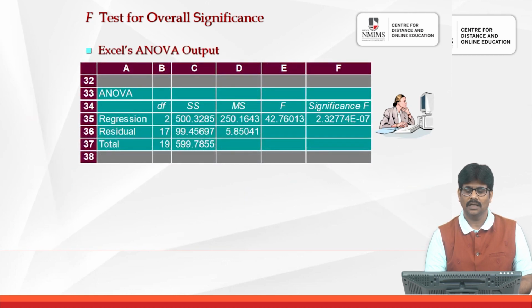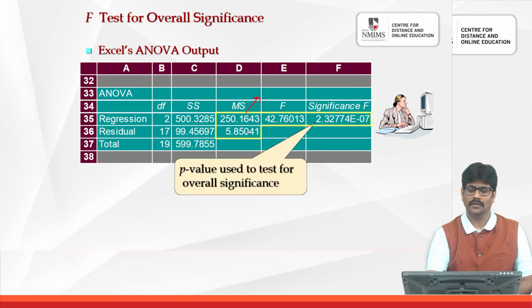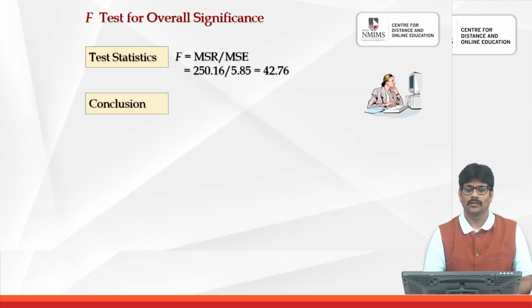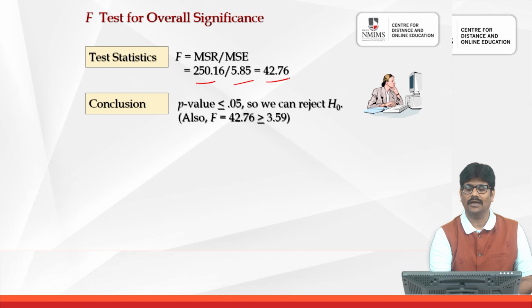Plugging in the values, this is the ANOVA output for our example. This is your MSR, this is your MSE, and we get F calculated to be 42.76, and this is your p-value. The F column is your F value from the calculation. Substituting this, I get 42.76, which is way more than 3.59.